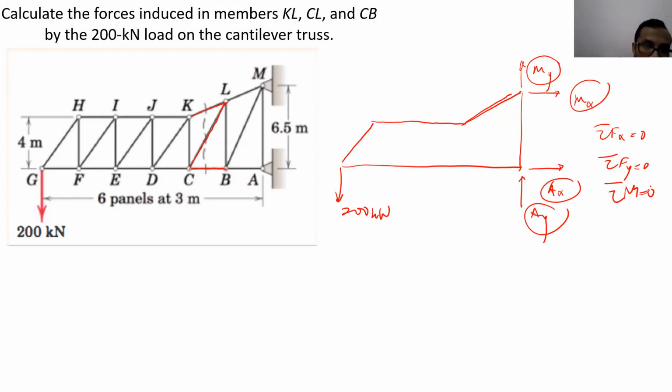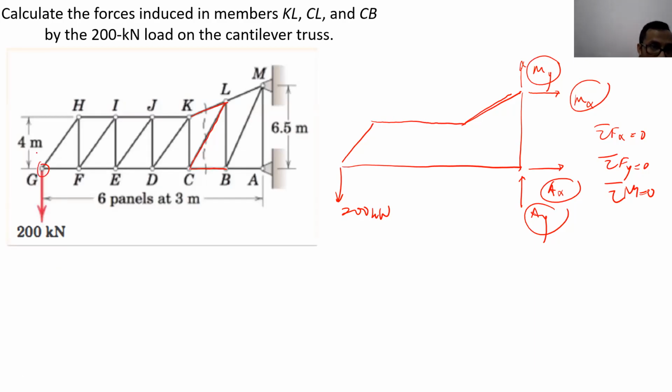Now, try to take a look at the problem, Daniel. Is there any joint where we can solve directly without solving the external reaction forces? Joint G. Joint G, correct. We can solve for joint G here. This is number 1. So at joint G, we will have like this, 200 kilonewton. This one is G.